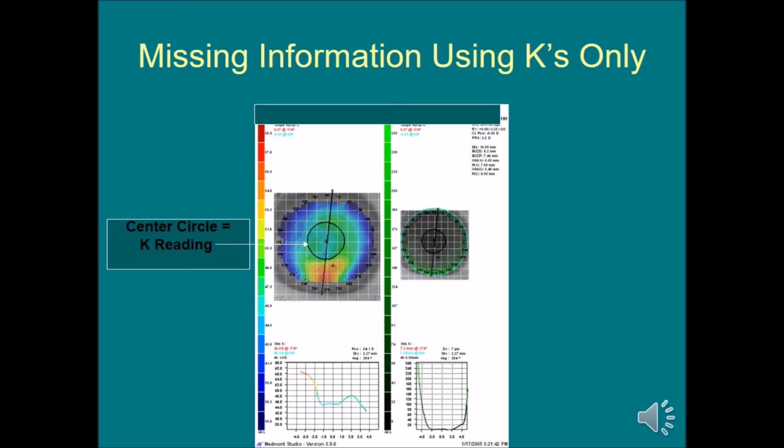If you'll notice these colors in this axial map, this is an axial map, you will see that it's red and yellow down here, which means that's the apex or the steepness of the cornea. You missed all that in your K reading. It looks normal. You ordered up your contact lens for a normal eye, but it's not a normal eye. It's a beginning keratoconus. So you missed it. You absolutely missed it. That's why topography is so important.